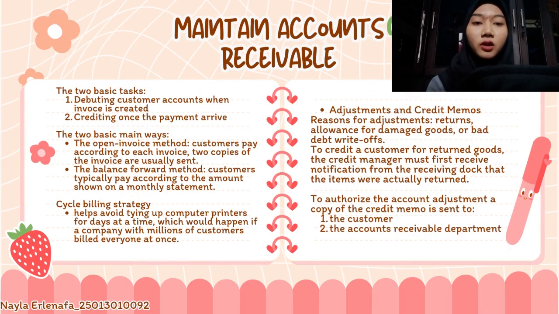In the open invoice method, customers pay for each specific invoice. Usually, 2 copies of the invoice are mailed to the customer, who is requested to return 1 copy with the payment. This is common in a B2B environment, where transactions are high value but lower in volume. On the other hand, utility companies or credit card issuers often use the balance forward method. Here, customers pay based on the monthly statement total rather than individual invoices. This is much more efficient for processing a high volume of small purchases.